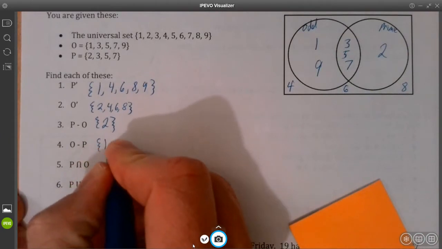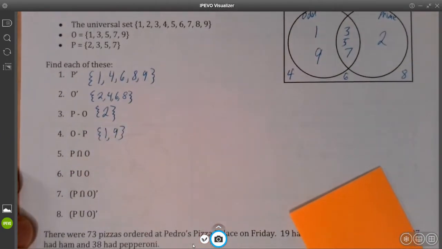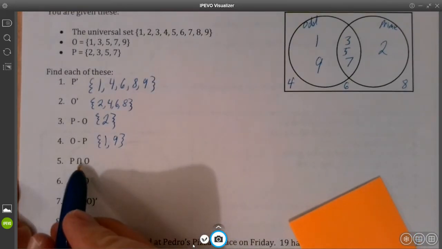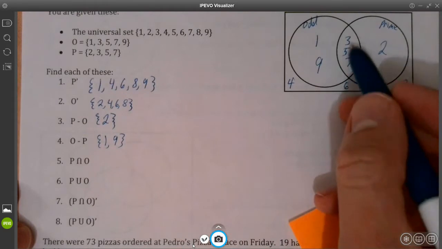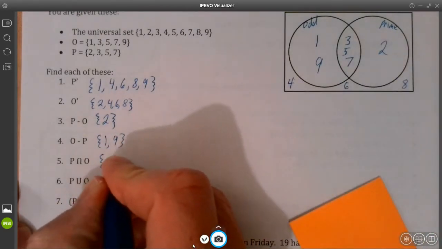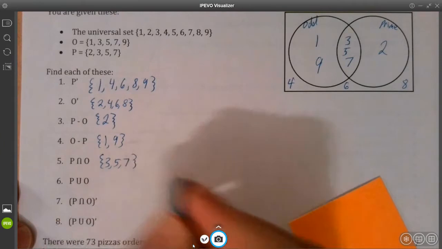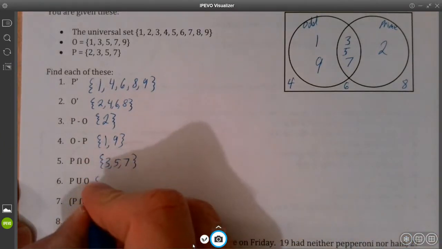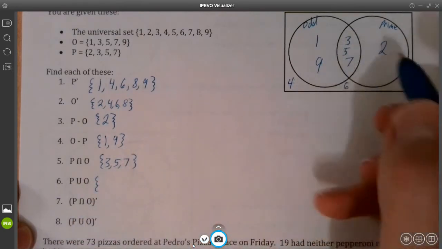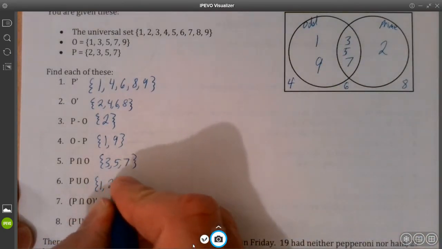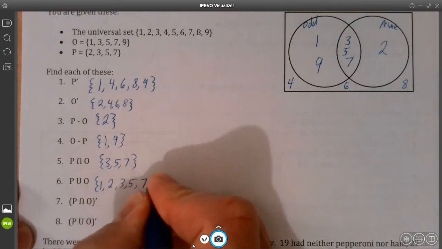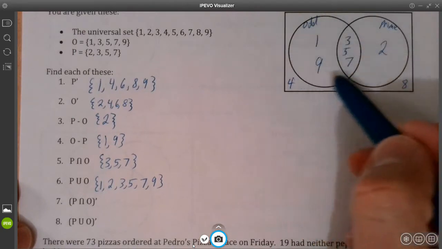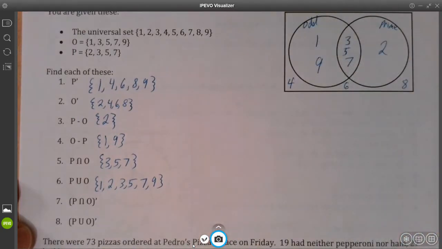I said I wasn't going to talk much. Okay, I'm not going to say much from here on out. I'm just going to point. I'm kidding. Intersect. Where do P and O intersect? Well, they intersect here, so it's 3, 5, 7. I hope you're following all the miming, okay?